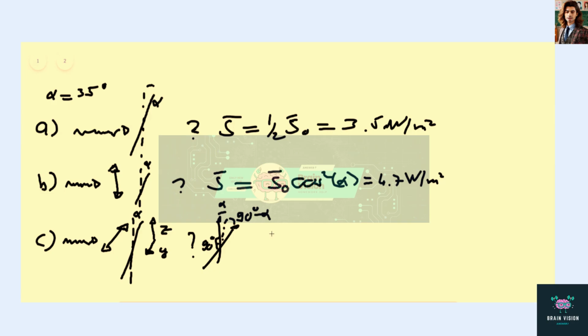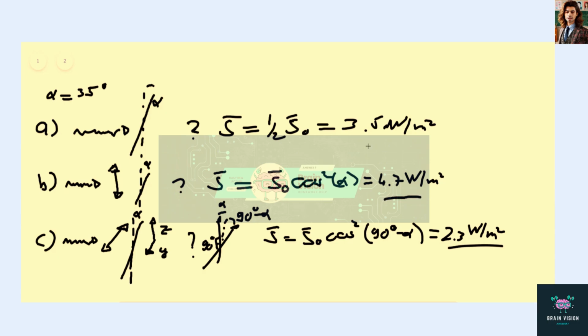And so the light coming out of this is going to be S0 times cosine squared of 90 degrees minus alpha. And well, alpha is 35 degrees, so this is going to be 55 degrees, and we end up with 2.3 watts per meter squared. So these are our answers to the second part.